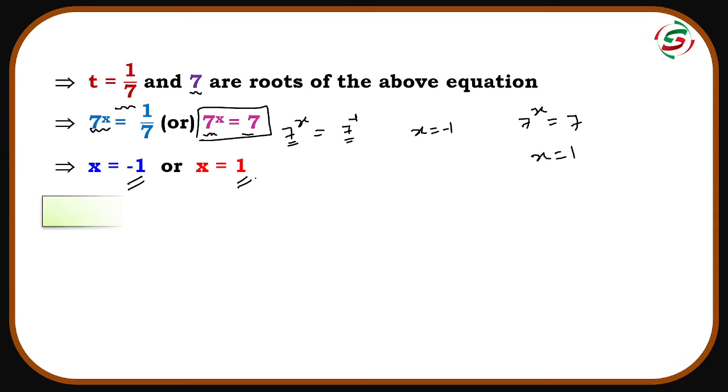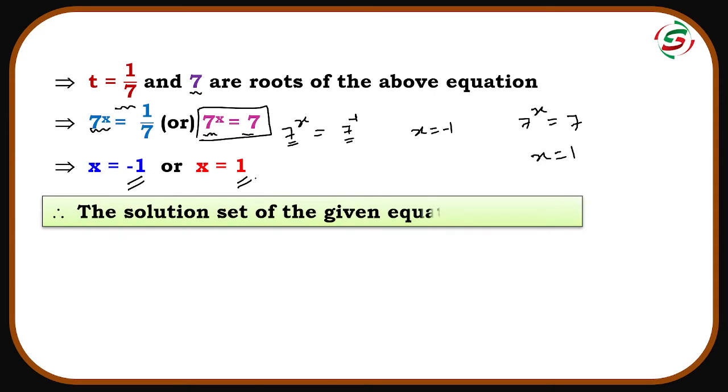The solution set of the given equation is minus 1 comma plus 1. Clear? I think everyone has understood this. So we can go for the second one.